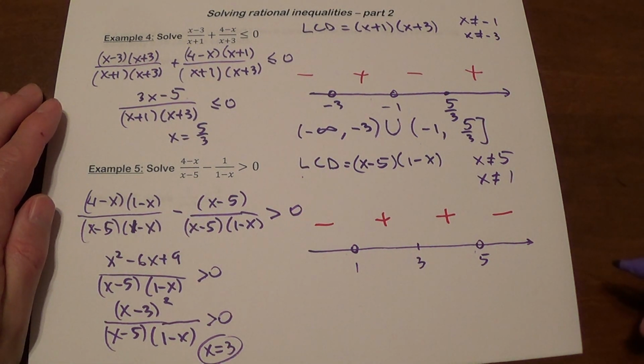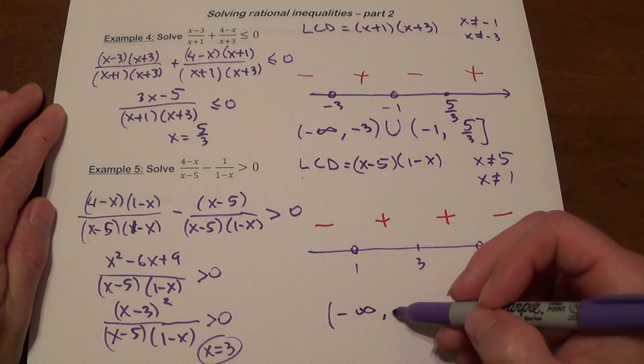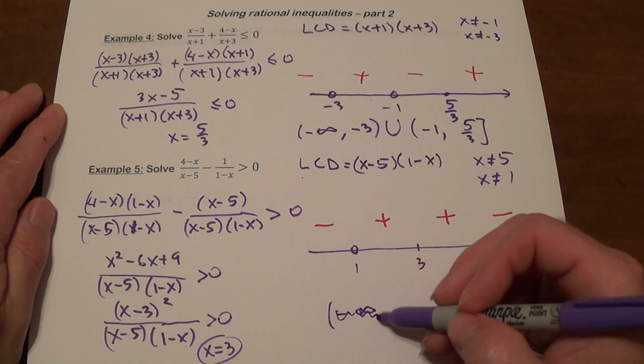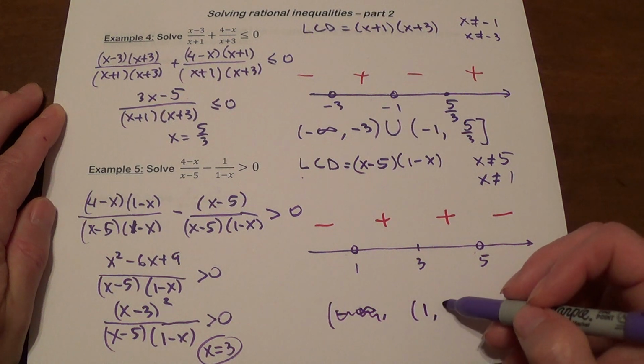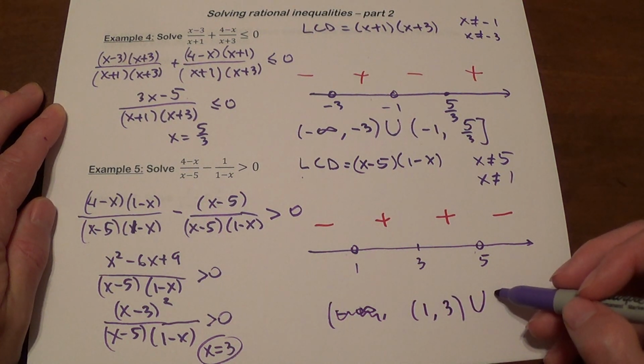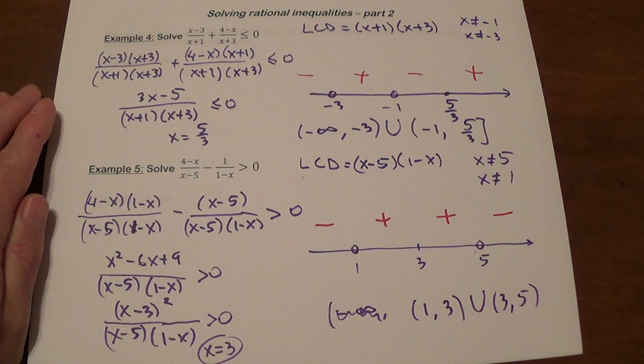We want this to be greater than 0, my apologies. So it's going to be from 1 open to 3 open because it's greater than 0, and then also it's going to be from 3 to 5. So here's an important thing to notice.